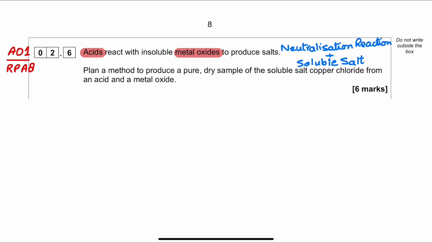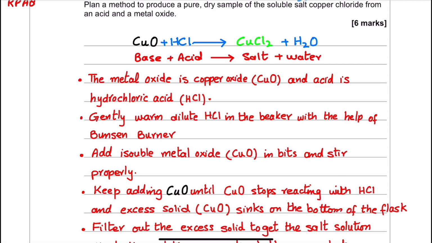Let's see the model answer. We know that a base and an acid react together and make salt and water. The insoluble base is copper oxide. The insoluble metal oxide is copper oxide. It reacts with hydrochloric acid and makes green copper chloride and water.